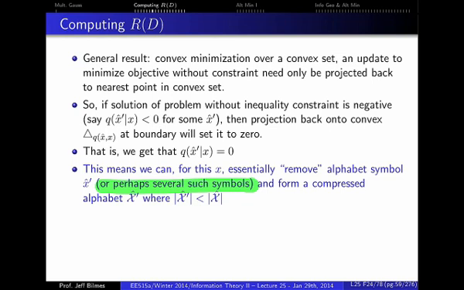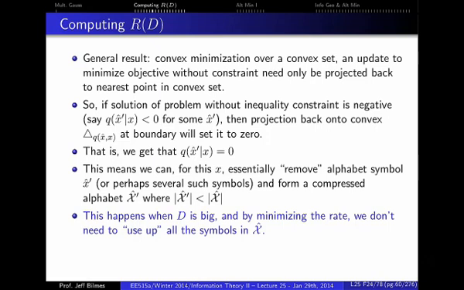But that doesn't really help us truly remove it from the alphabet, because there might be some other x, like x prime, where that x hat is not 0, which doesn't remove us. But what we're going to see is the remarkable fact that we will be able to do that.